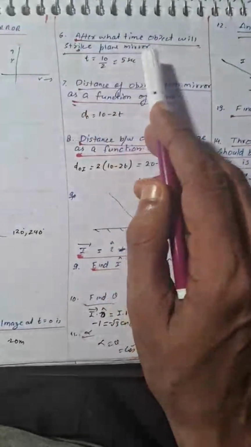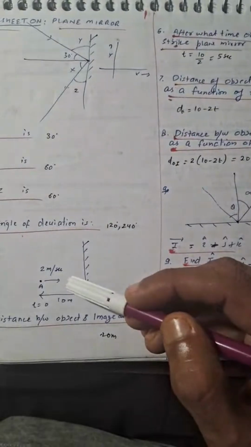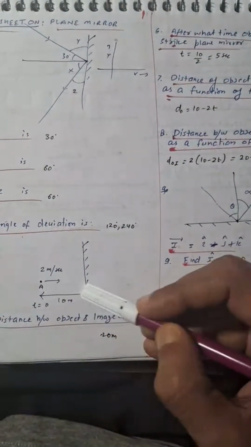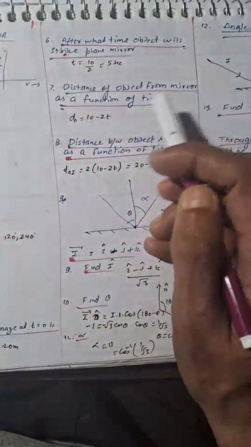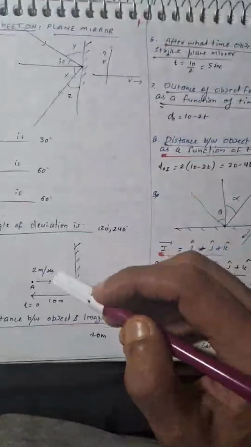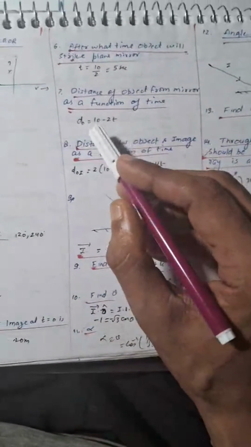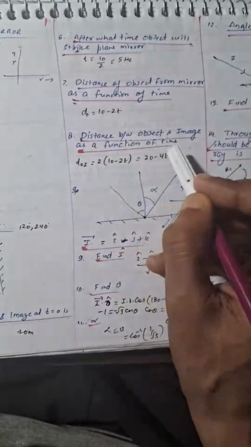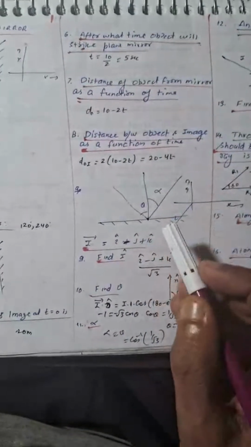Next is after what time the object will strike the plane mirror. So the object will strike the plane mirror when it covers a distance of 10, so time will be distance by speed, that will be 5 seconds. Next is the distance of the object from the mirror as a function of time. So we know that in time t it will cover a distance 2t, so the distance can be written as 10 minus 2t. Next is the distance between object and image as a function of time, so that distance will be twice of this, so that will be 20 minus 40t.